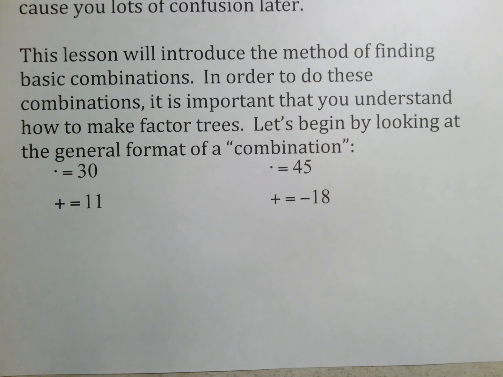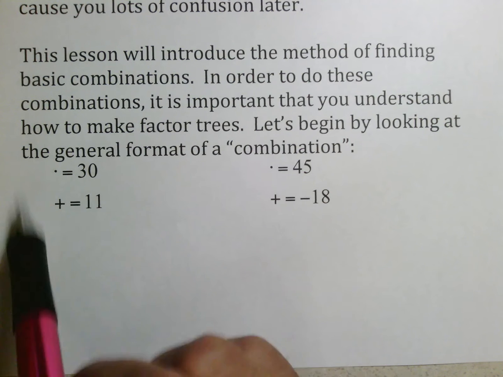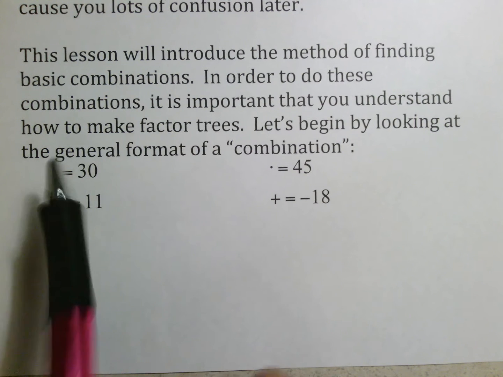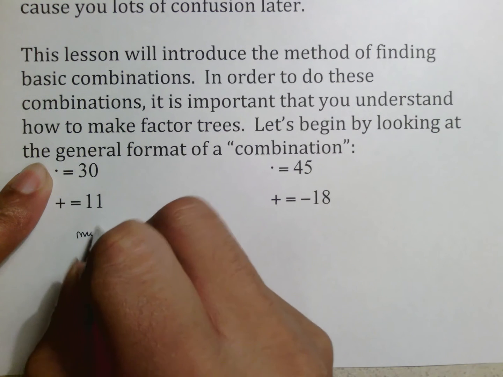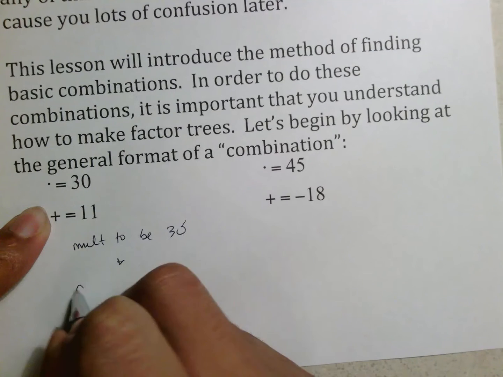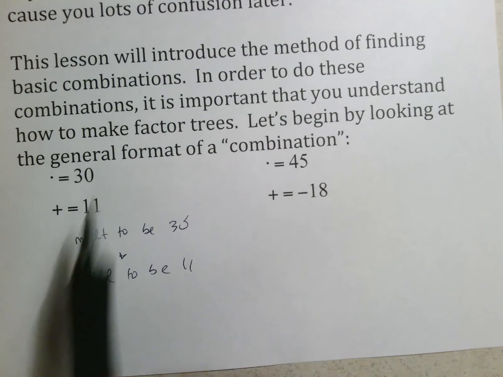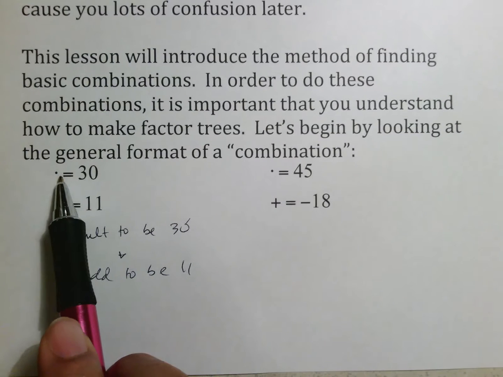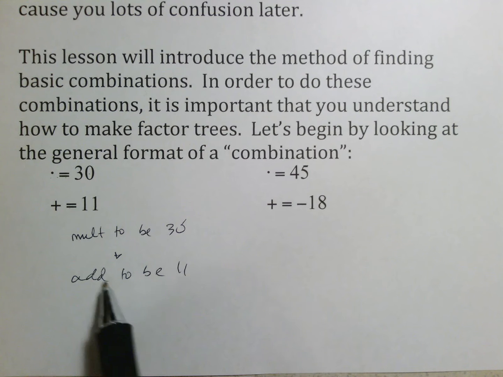In order to do these combinations, let's begin by looking at the general format of a combination. This is the combination that we will see, and that is the puzzle that we are going to try to crack. What this says is, and you might want to write it down in your notes, this means we're looking for numbers that multiply to be 30 and add to be 11. That's pretty much a shorthand. Again, this means that it multiplies, that's what the dot means, multiplies to be 30 and adds to be 11.